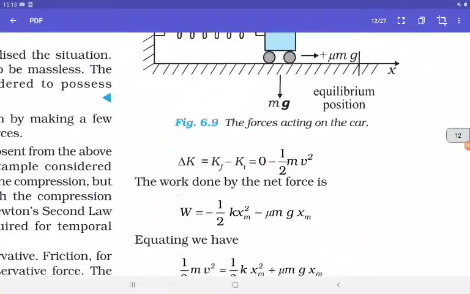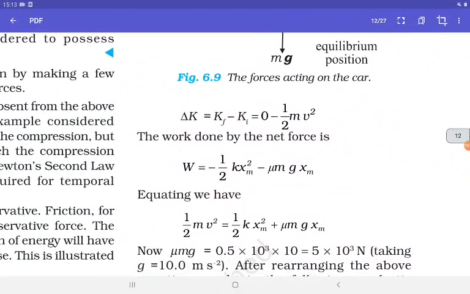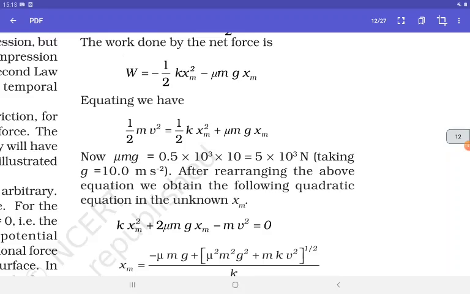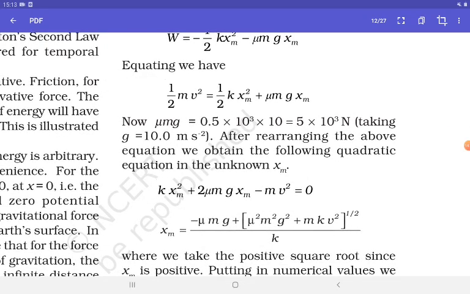Delta K is equal to Kf minus Ki, that is 0 minus half m v squared. The work done by the net force is W equal to minus half k xm squared minus mu m g xm. Equating, we have half m v squared equal to half k xm squared plus mu m g xm, where now mu m g is equal to 0.5 × 10^3 × 10, which is 5 × 10^3 Newton. After rearranging the above equation, we obtain the following quadratic equation.